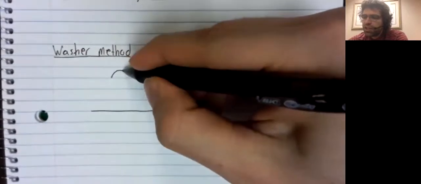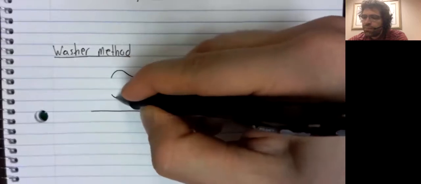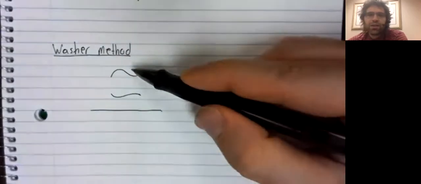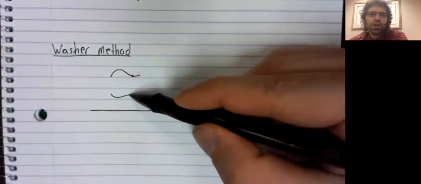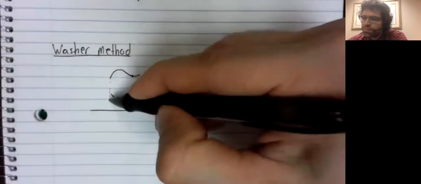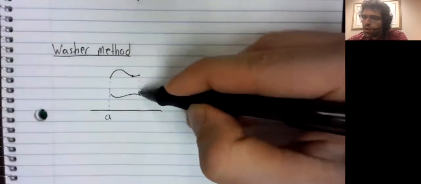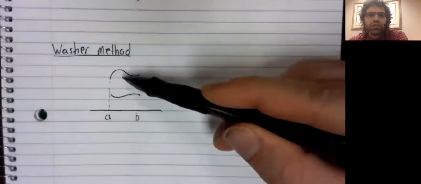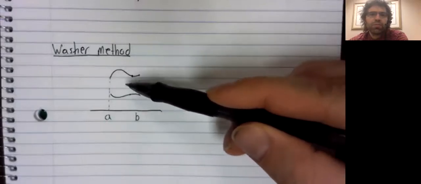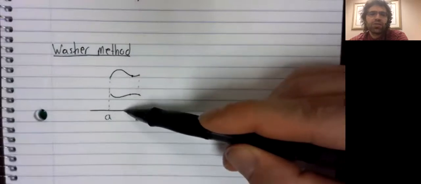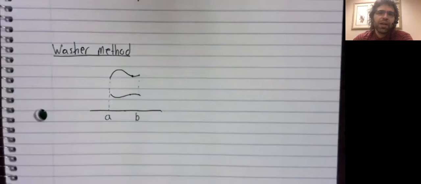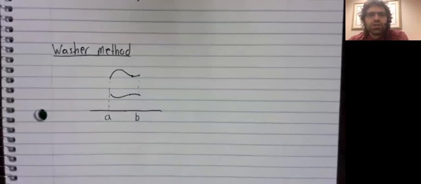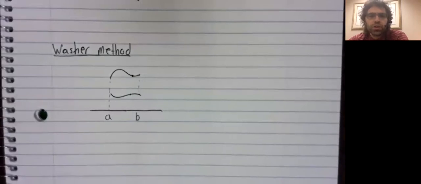Suppose you have a region in the plane defined like this. You have a curve up here, a curve down here, and you're on some interval. And you want to take this region between the curves and rotate it around this axis, whatever it is, and compute the volume of the resulting figure. We are going to do this using two integrals.